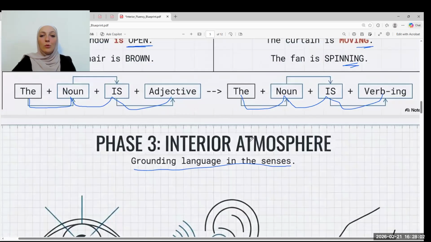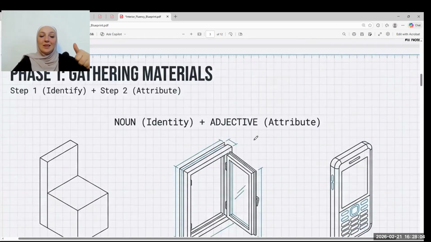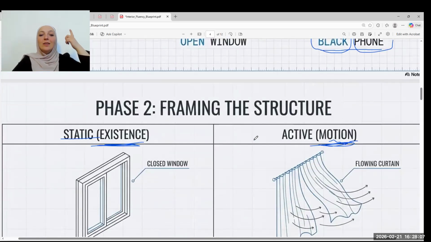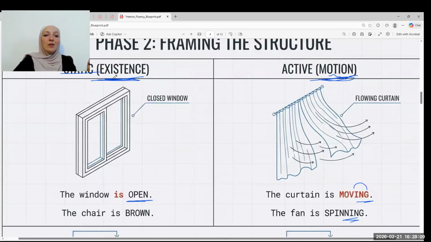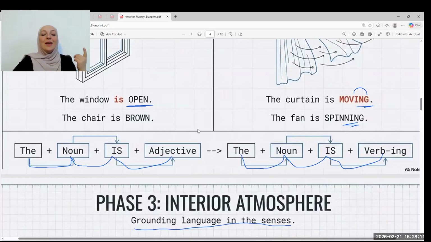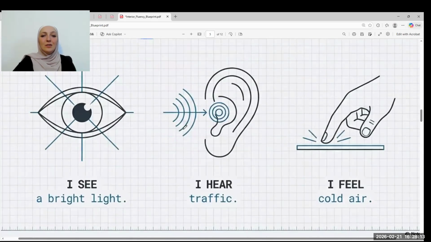Alright? So, step one, adding the materials, gathering them. Step two, saying if they are in existence or in motion. Step three, adding the senses. I don't have to add all the senses. You can use one. Okay? One from each point, one from each step.